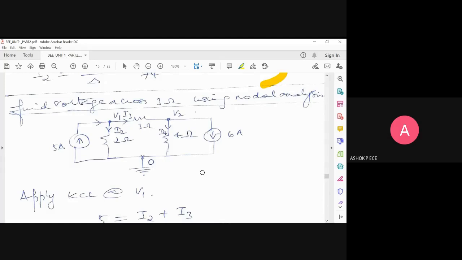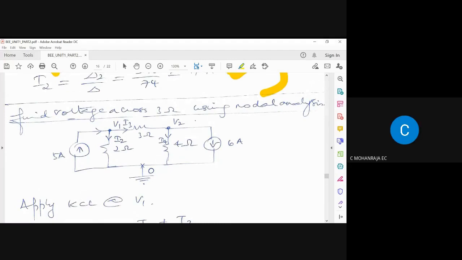First, identify the nodes. How many nodes are there in this circuit? Two, sir. How many nodes are there? We have 3 nodes. The node is a point where 3 branches meet. Here, 3 branches are meeting. Here, 3 branches are meeting.